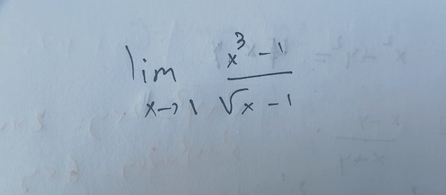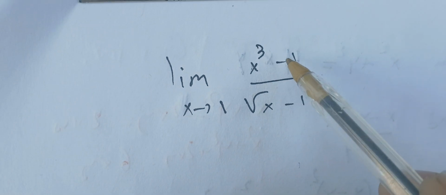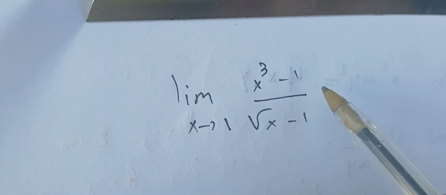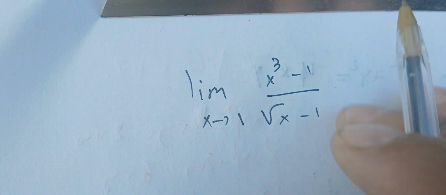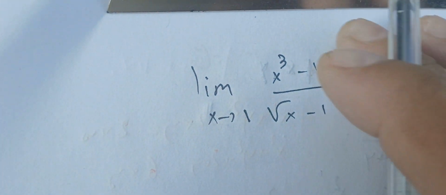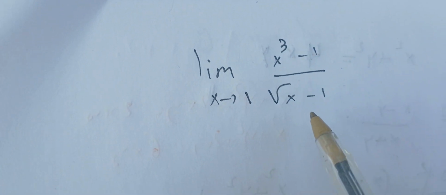Now let's solve the following limit. Note that our function in this case is x cubed minus 1 over the square root of x minus 1. The first thing that we need to make sure of is the domain of definition.